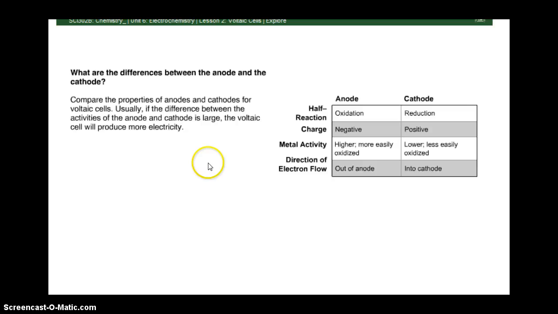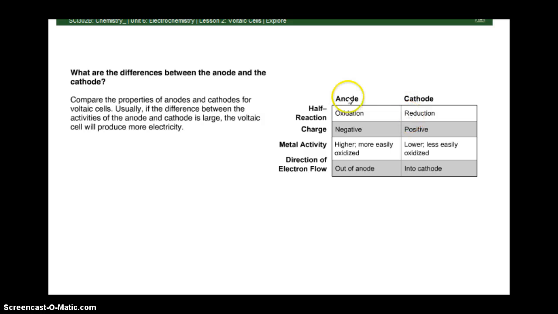What are the differences between the anode and the cathode? So this would be another one where I'm going to copy paste this in the notes and then cover all these up. Can you fill this out without looking at it? Make sure you really know it. Compare the properties of anodes and cathodes for voltaic cells. Usually if the difference between the activities of the anode and cathode is large, the voltaic cell will produce more electricity. So, half reactions. Anode, oxidation.